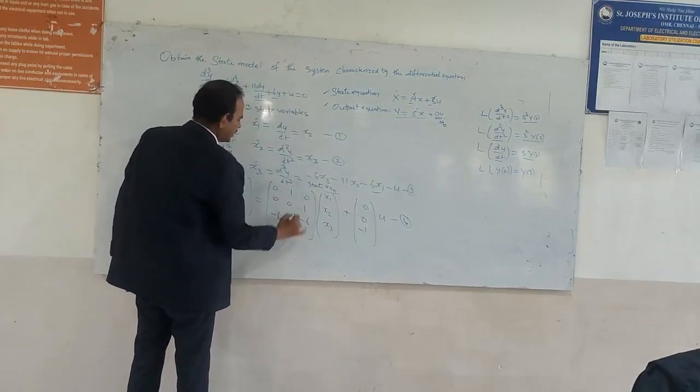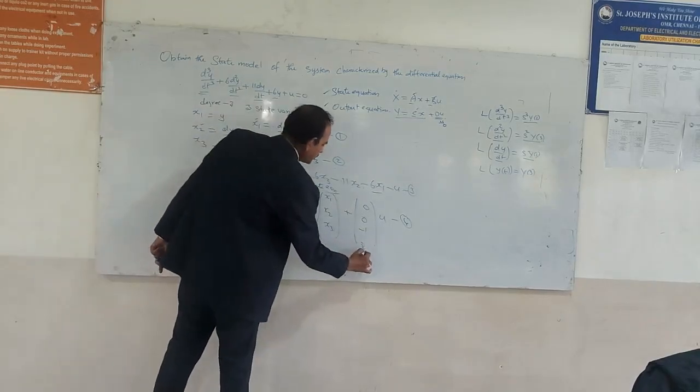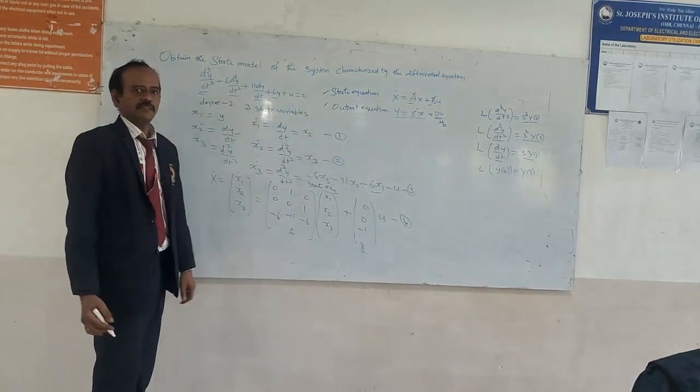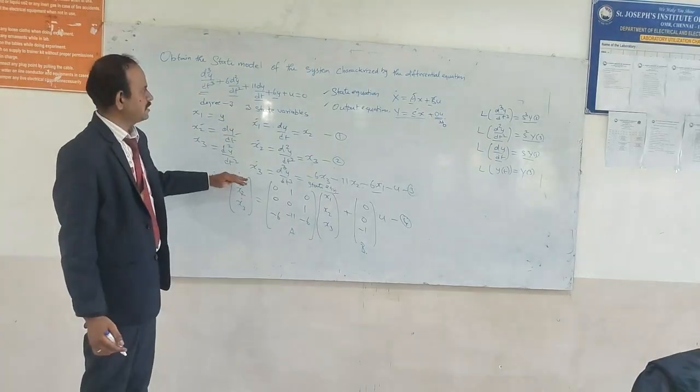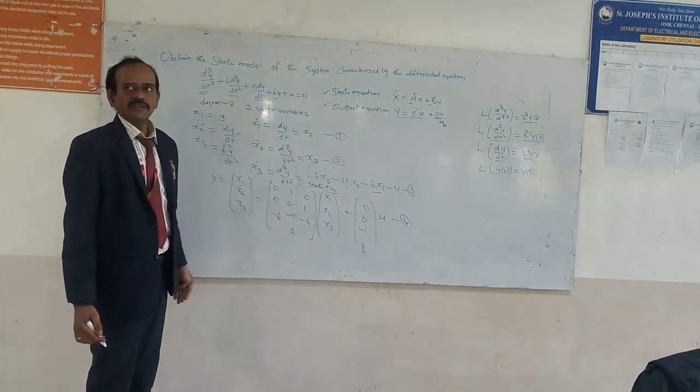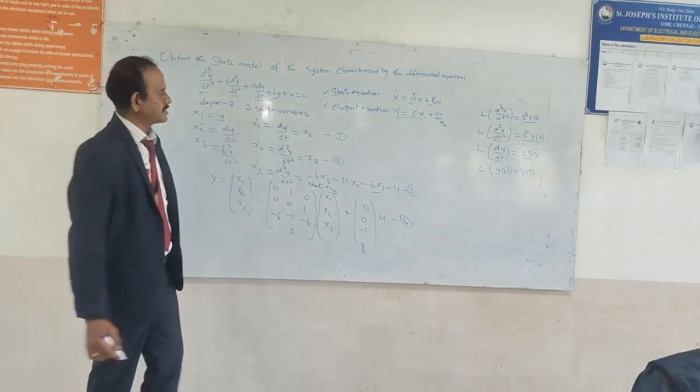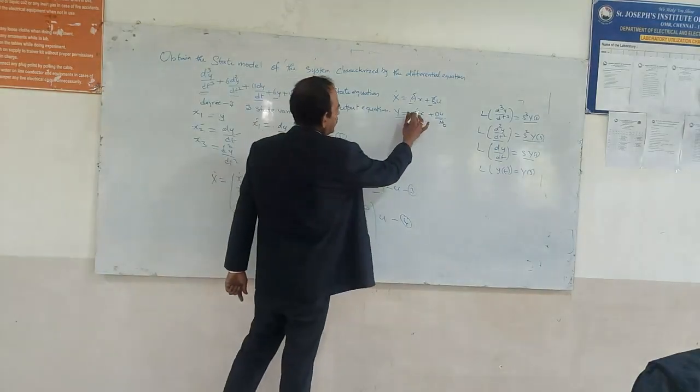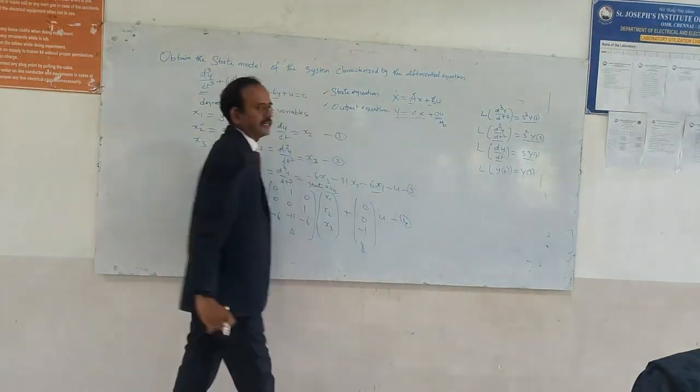Okay. So this is the A matrix and this is the B matrix for this state equation. So this is the first step. Next, you are going to find the output equation. How to find the output equation? The output equation is represented by y equal to C into x.